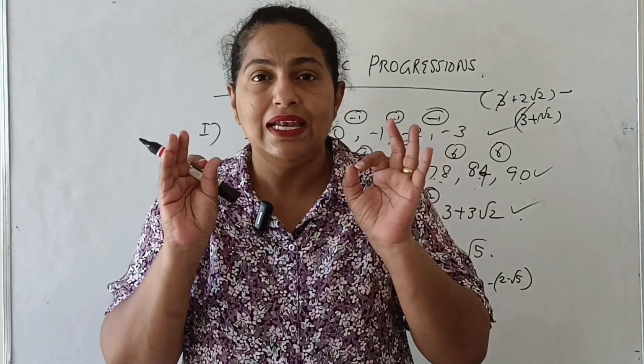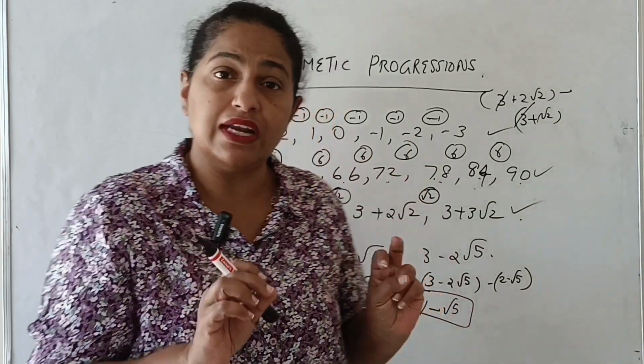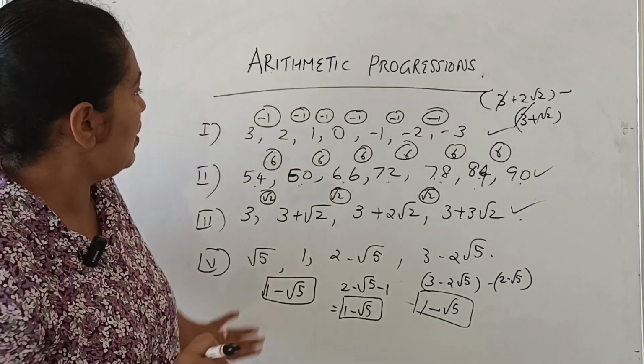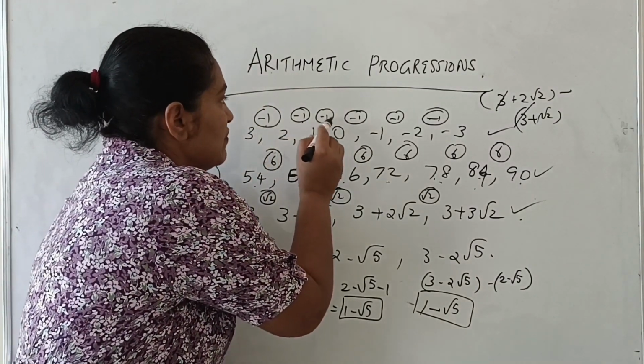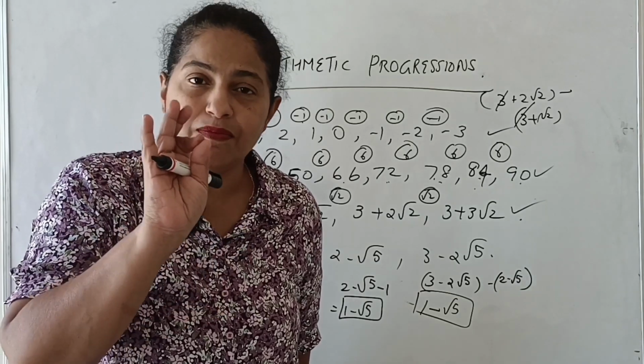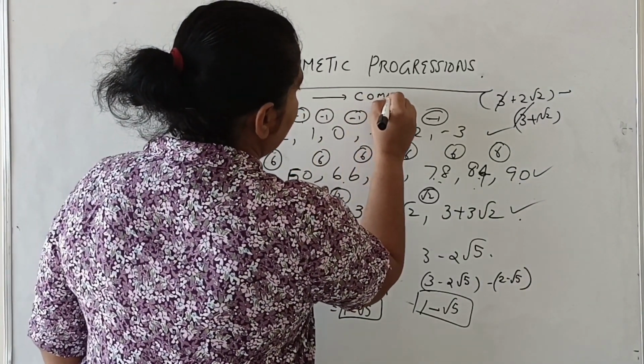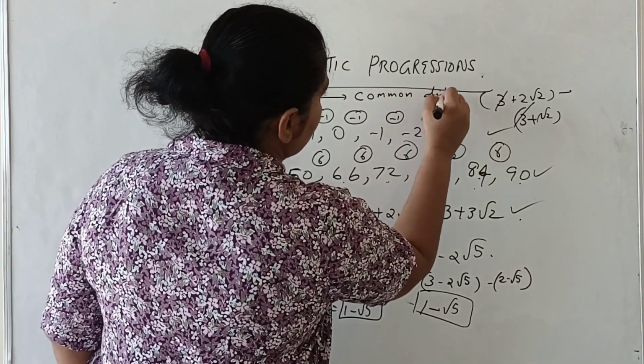Okay. Now, let us learn two new concepts regarding this particular arithmetic progressions. You have seen that this difference between the successive terms is a constant. This particular value is called as the common difference of arithmetic progression.